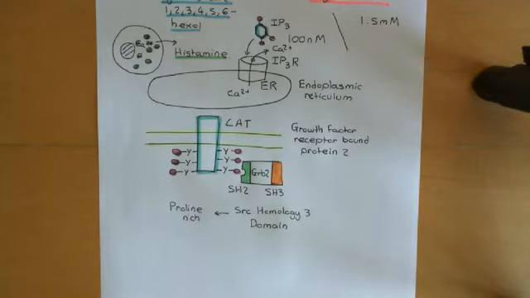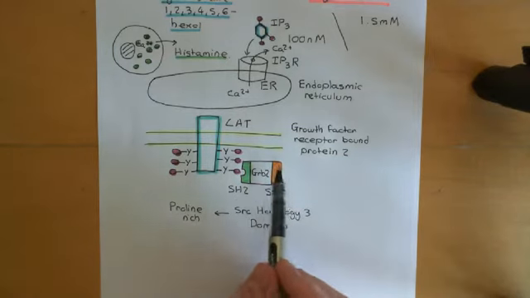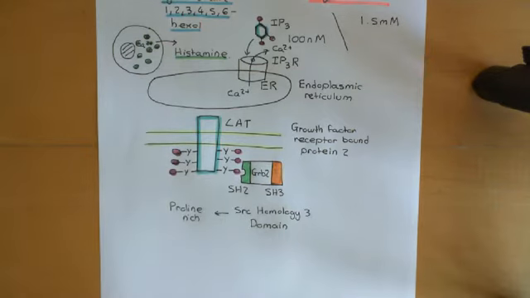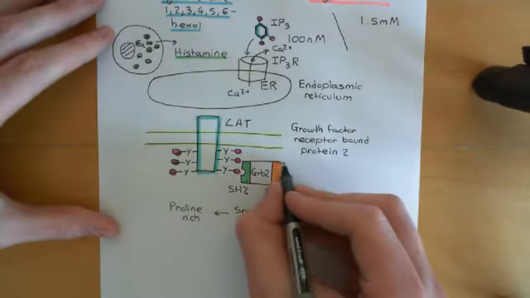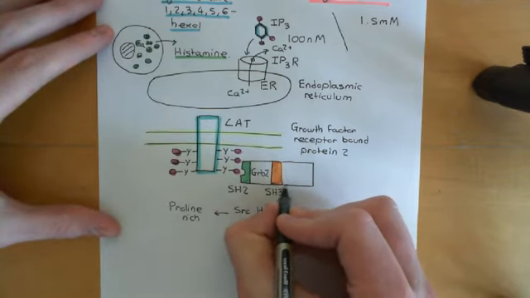Okay, so we've got the Grb2 protein now recruited to the underside of the phospholipid bilayer by it binding to the SH2 domain. What can now happen once it's bound to that phosphotyrosine residue of the LAP protein is that another protein can now bind to the SH3 domain of Grb2 here.